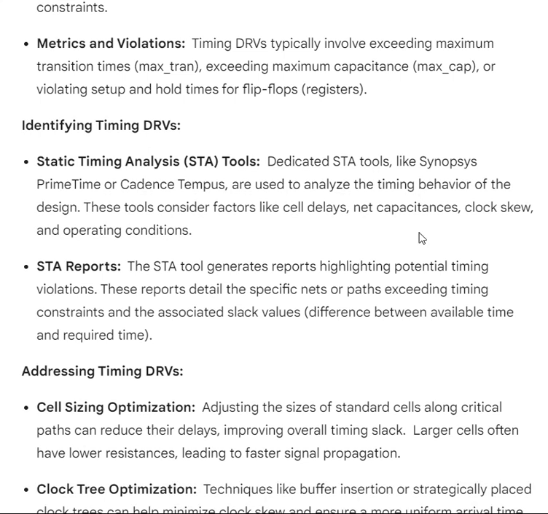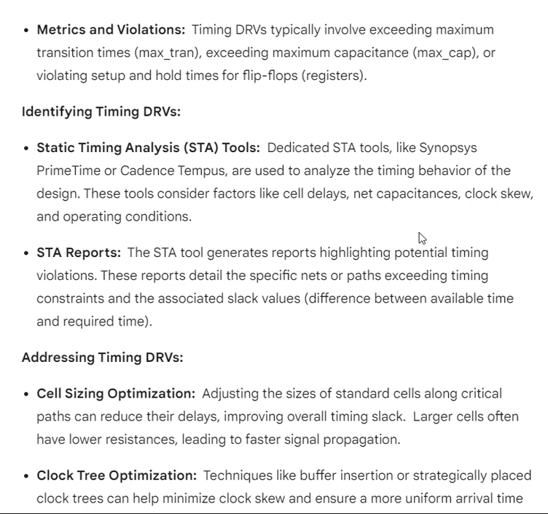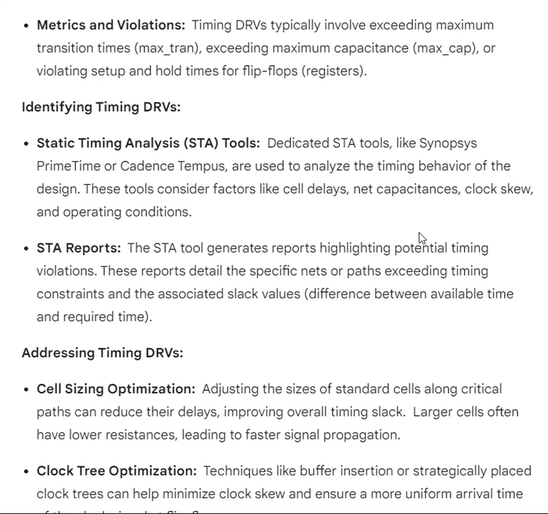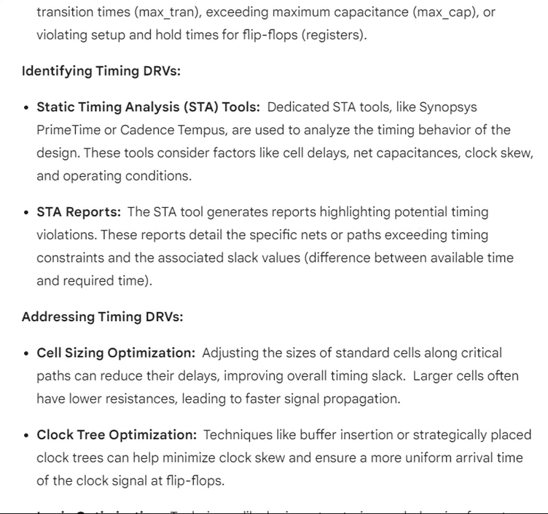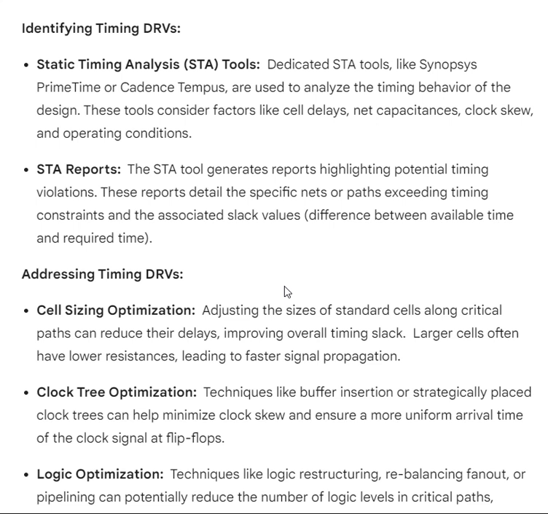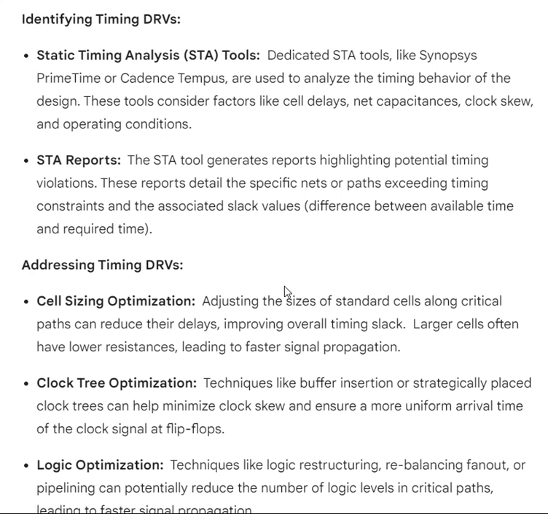Identifying timing DRVs. Static timing analysis, STA, tools: dedicated STA tools, like Synopsys PrimeTime or Cadence Tempus, are used to analyze the timing behavior of the design. These tools consider factors like cell delays, net capacitances, clock skew, and operating conditions. STA reports: the STA tool generates reports highlighting potential timing violations. These reports detail the specific nets or paths exceeding timing constraints and the associated slack values, the difference between available time and required time.